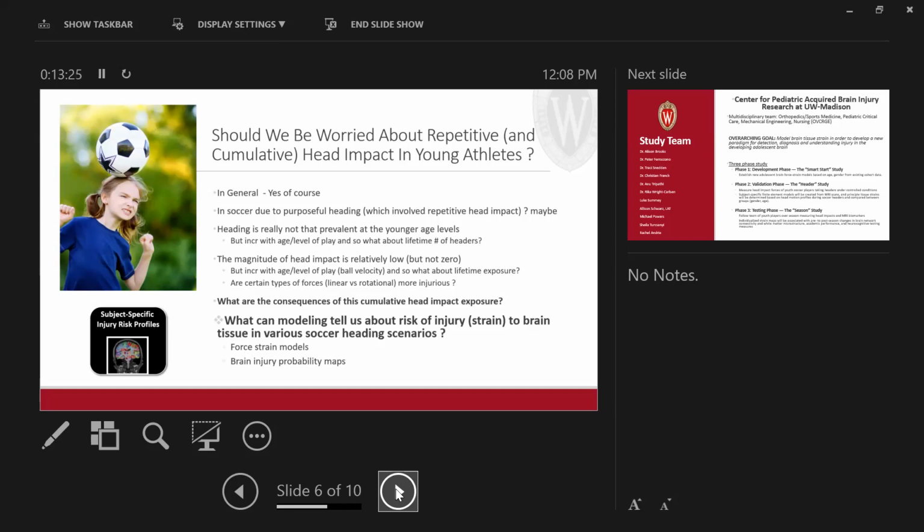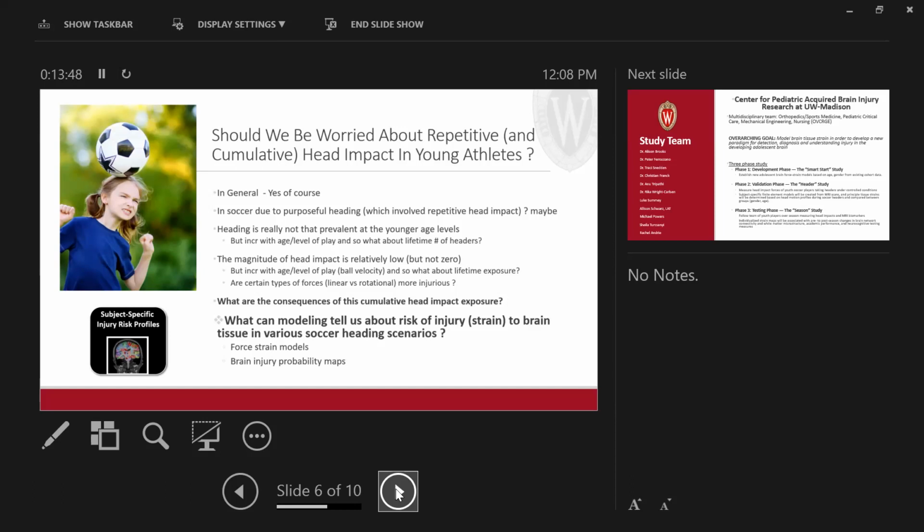So what about lifetime number of headers? Even for our collegiate athletes, if you play for college, how many times have you headed the ball over the course of your lifetime? And is that a concern? I didn't show you some of the head impact magnitude data because Dr. Tripathi and Dr. Carlson will review some of what we've been studying. But overall, it's relatively low, but not zero.